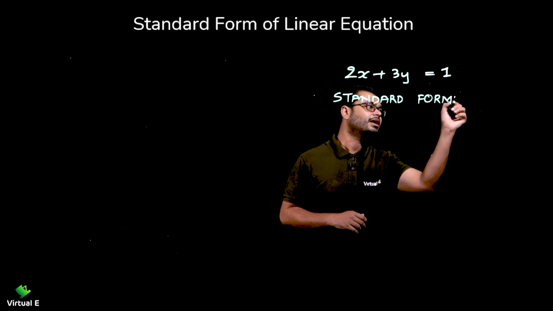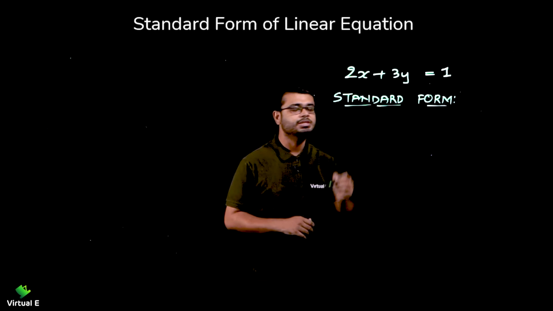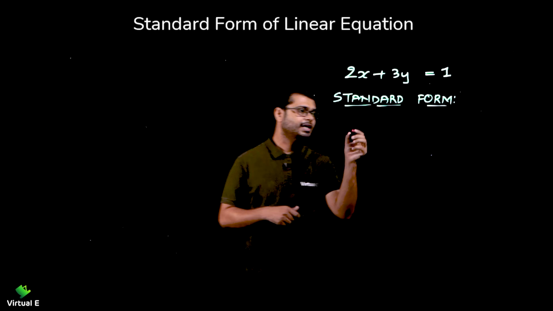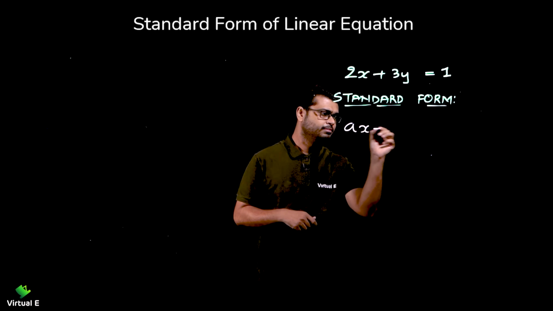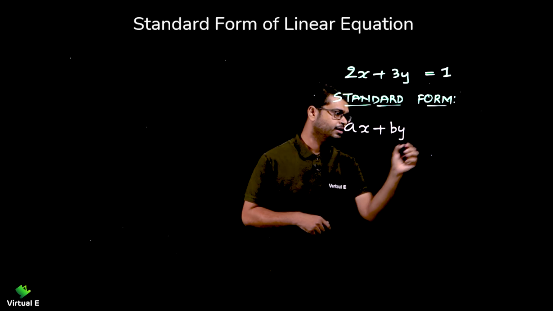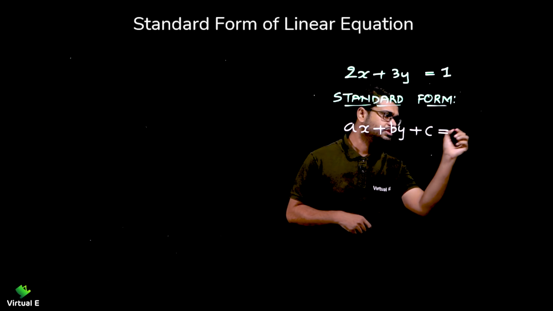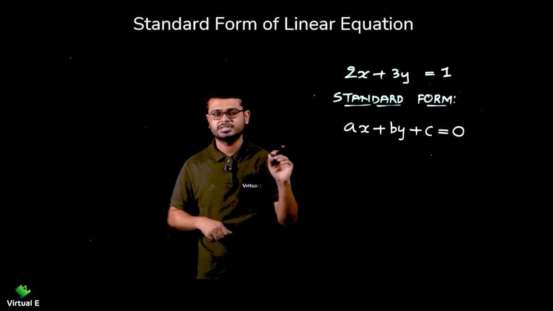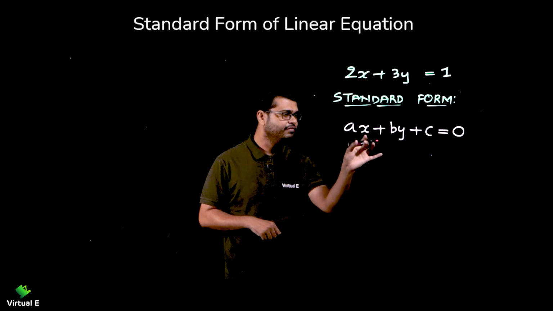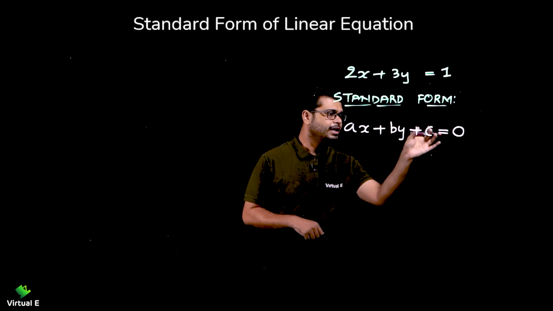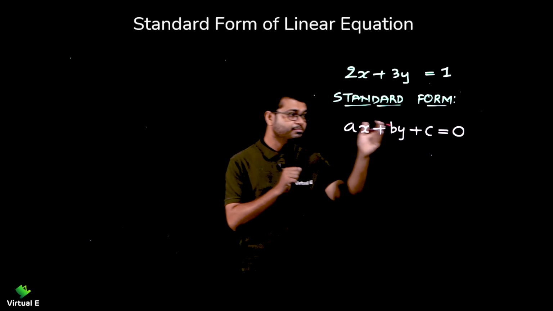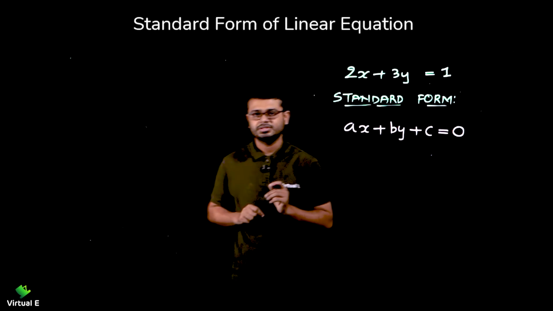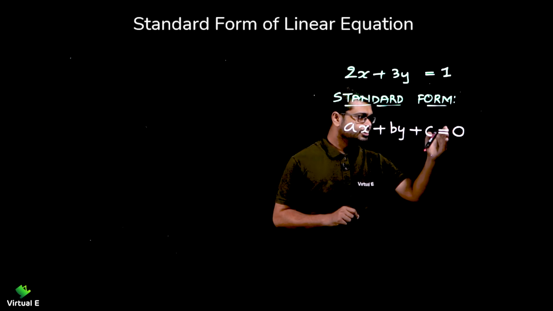Now how can we write a linear equation in two variables in the standard form? That's very important. It is written like this: ax plus by plus c is equal to 0, right? a, b, c are real numbers. So you have one variable, another variable, and a and b are the coefficients, and c is the constant. Remember, RHS should be 0.